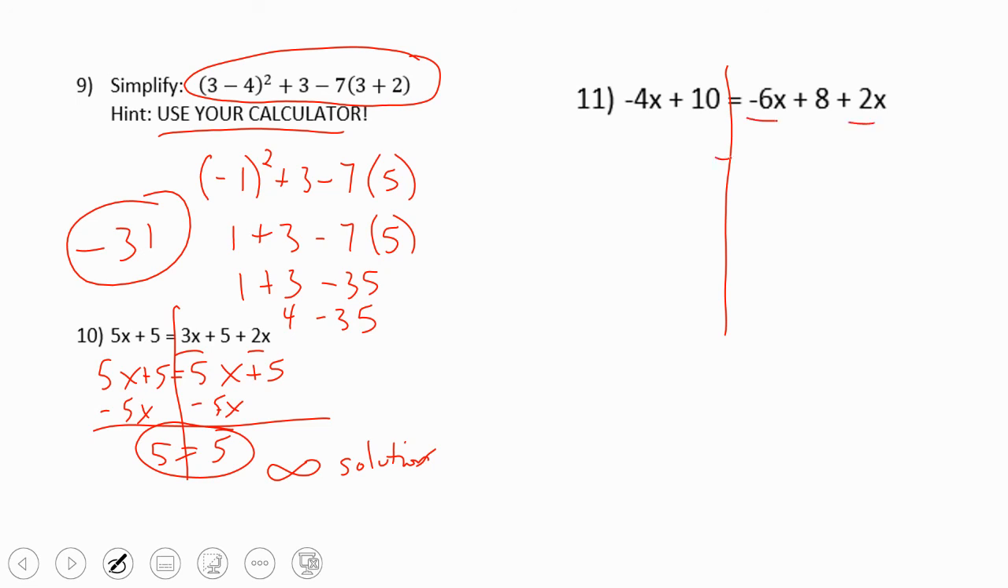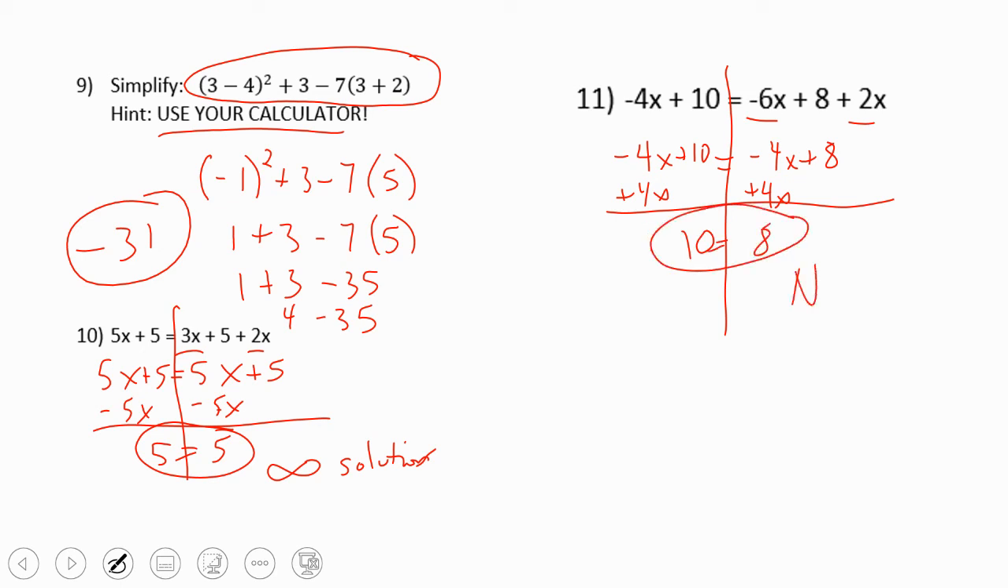Simplify first. So I get -4x plus 8, -4x plus 10. When I go to get the variables together, they go away. And so I get 10 equals 8. The variables went away. This is not true. So the answer would be no solution.